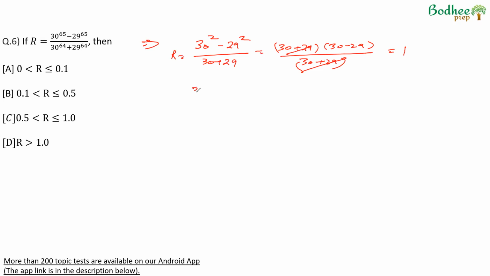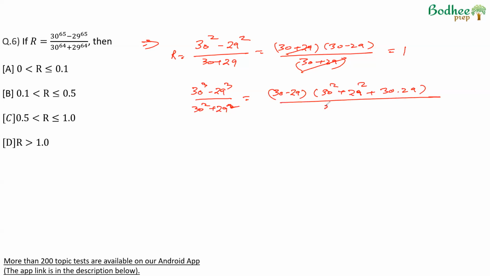We increase the values. 30 cube minus 29 cube upon 30 square plus 29 square. This becomes a cube minus b cube, which is a minus b into a square plus b square plus ab, upon 30 square plus 29 square. This becomes 1 times that. We can clearly see that the numerator is greater than the denominator. The numerator is 30 square plus 29 square plus something. The denominator is only 30 square plus 29 square. Therefore, this value will be greater than 1.